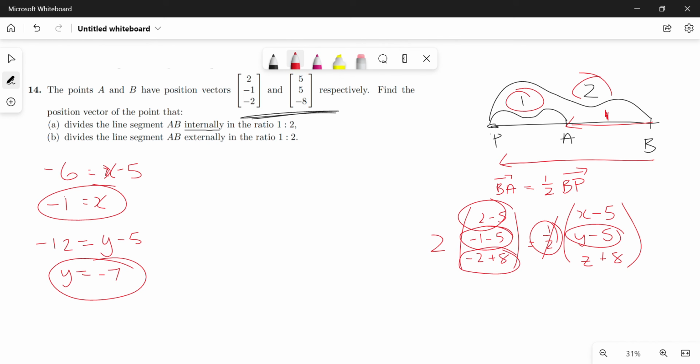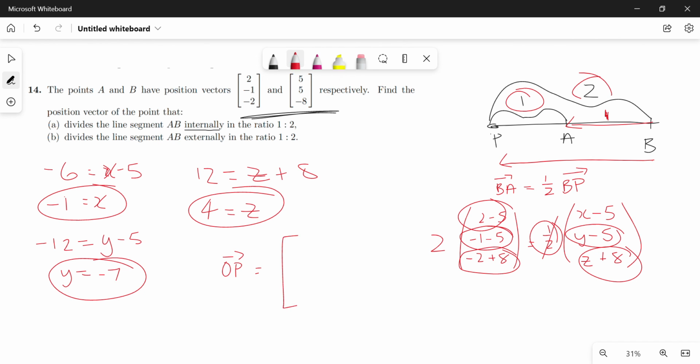So this one, looking at Z, 8 minus 2 would be 6, but double that and that's a 12 as well. And across here, that's Z plus 8. So if I subtract 8 from both sides, I get Z equals 4. So again, this time my OP vector would be in the same format. Minus 1 is my X, minus 7 is my Y, and 4 is my Z.